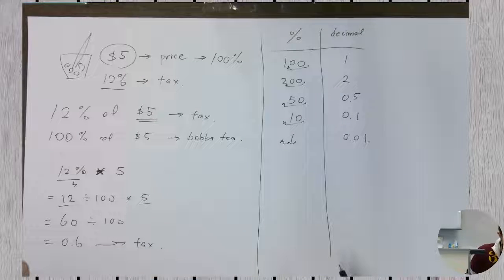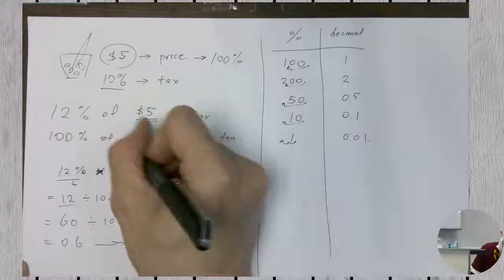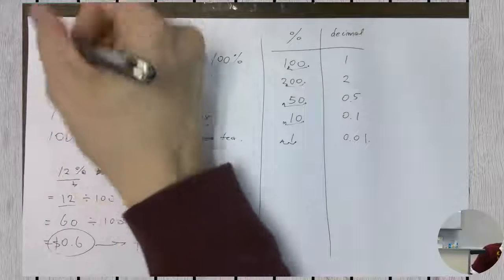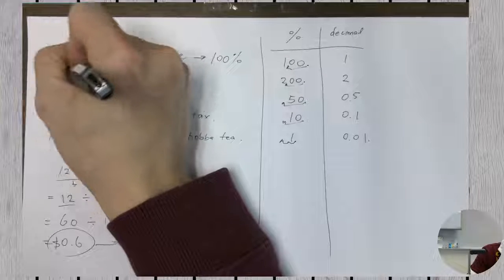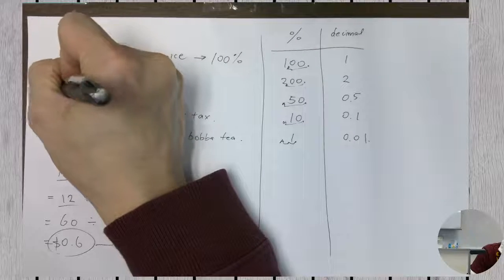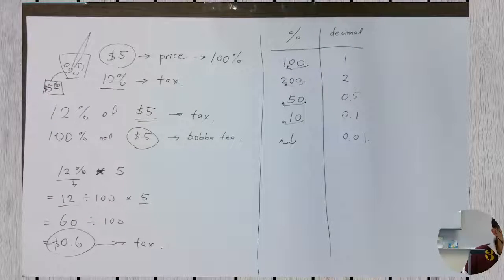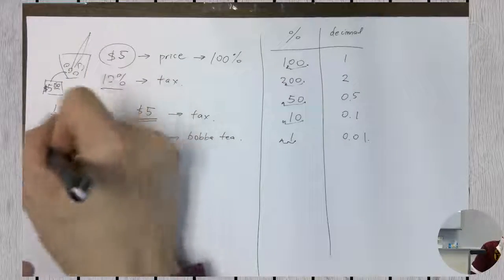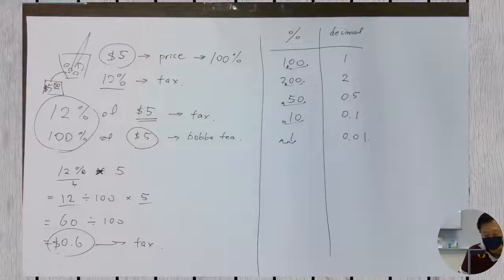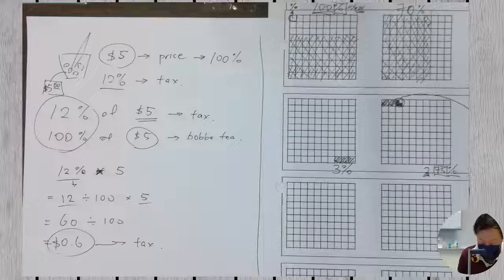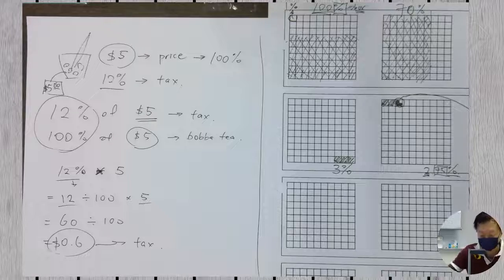So altogether, how much are you paying? Altogether, you're paying the $5. You're paying the $0.60. Altogether, this tea is going to be priced at $5.60. That's how much you end up paying. And $5.60 altogether means you are paying 112% of $5. Can I get you to color in 112%? And then I'll send you to your work, okay?